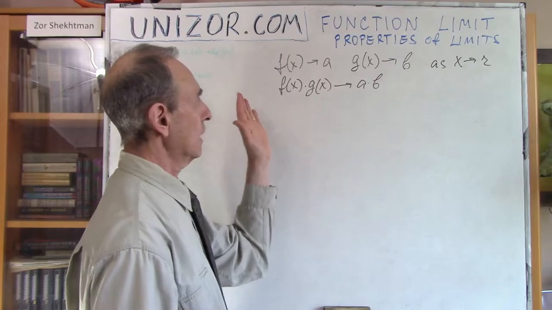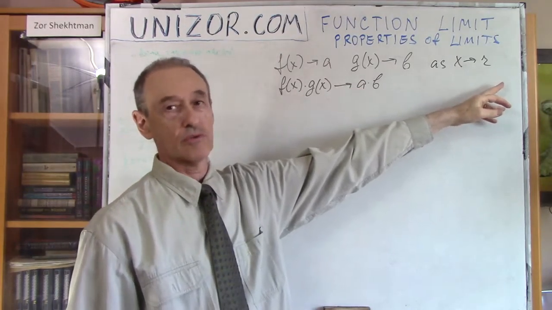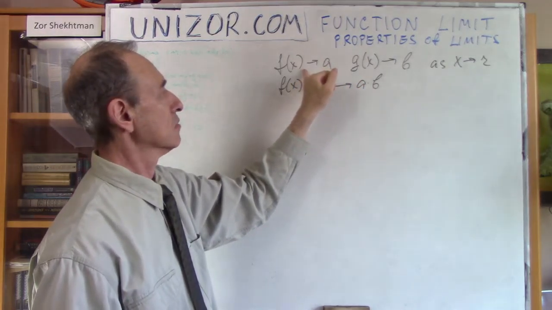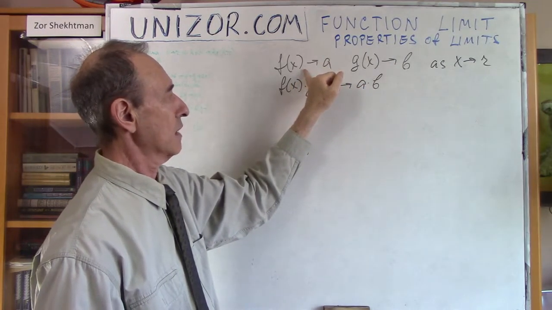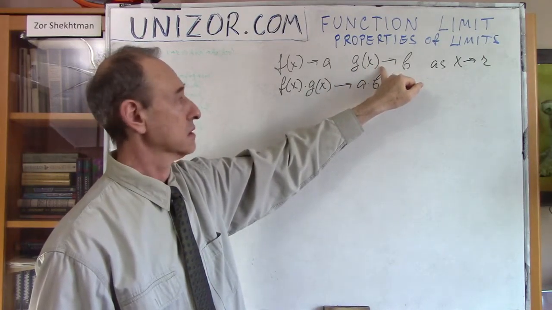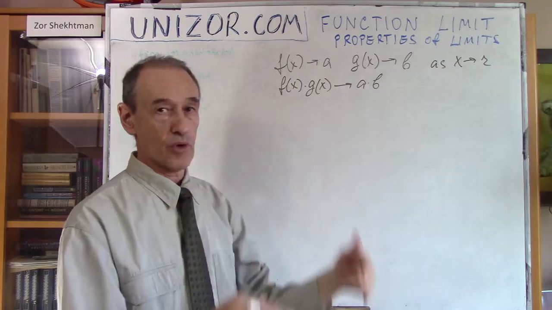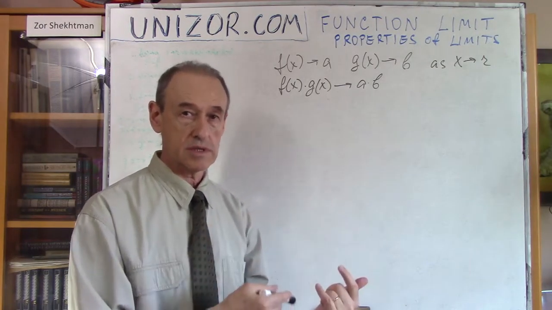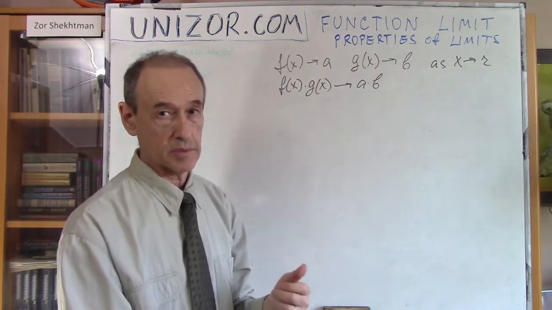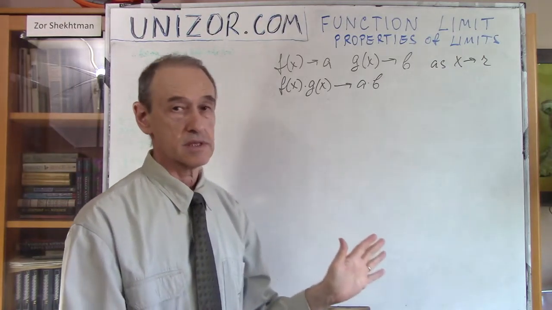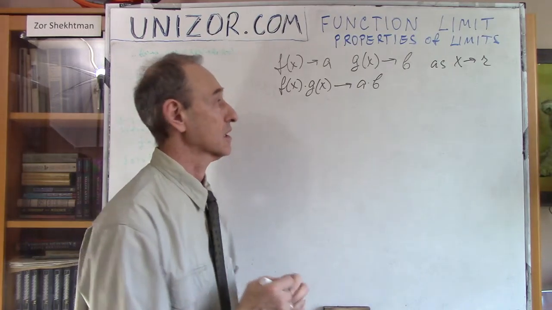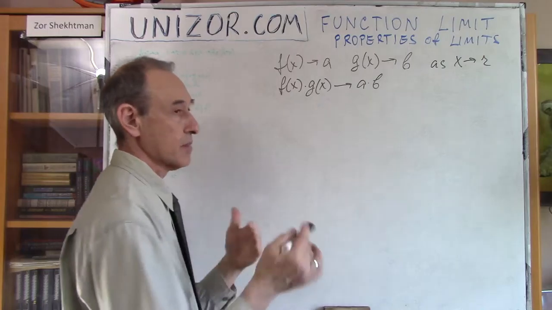So if I take any sequence of arguments which converges to r, then the corresponding sequence of f of xn converges to A, the corresponding sequence of g of xn converges to B, and the product of two converging sequences has a limit which is a product of two limits. So with sequences it's done. Now epsilon delta is more interesting, I would say. Well, let's do some analysis.